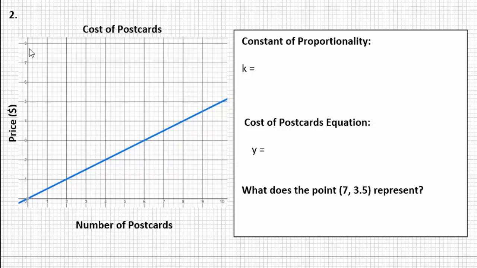postcards. So using some of the strategies from our last graph, why don't you pause the video here and see if you can identify what is the constant of proportionality and turn that into an equation in the form of y equals kx. And if you're really feeling like going for it, go ahead and answer this question. What does the point (7, 3.5) represent in the context of our data here?